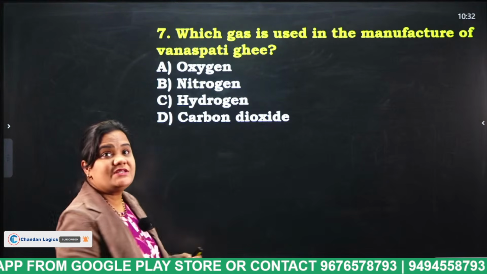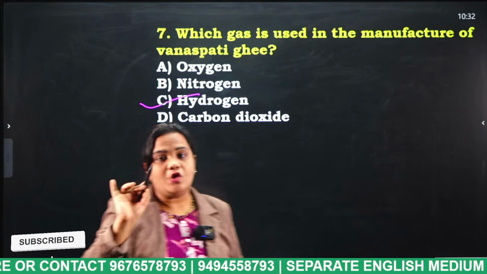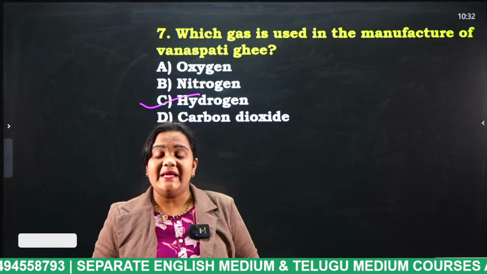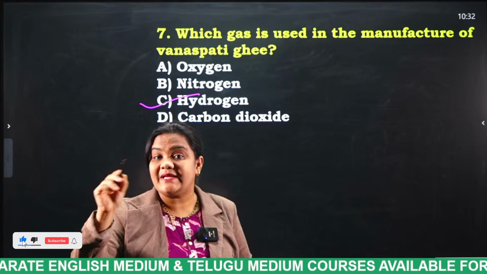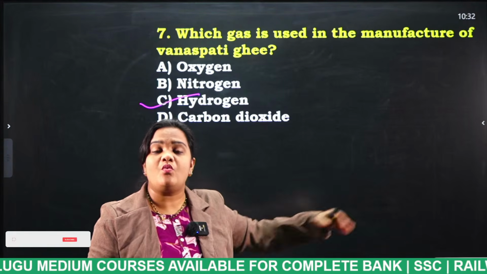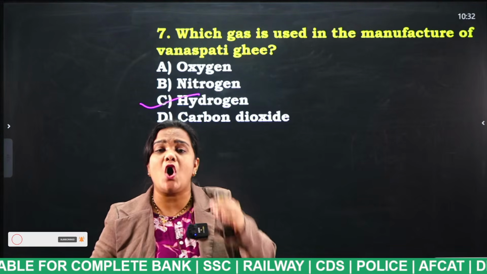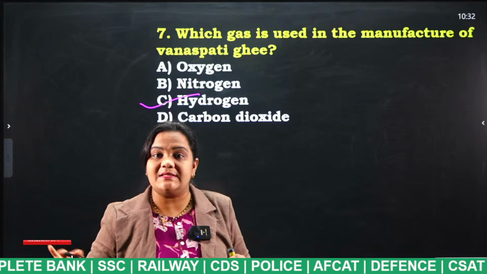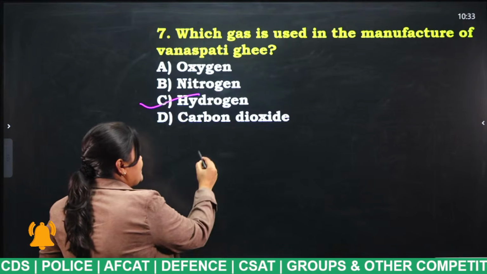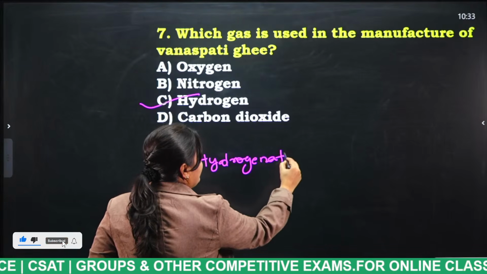Now what might be the answer, students? The answer for this question is hydrogen. You all know what I mean by vegetable oils. If we thoroughly pass hydrogen gas to the vegetable oils, what happens, students? That vegetable oil is going to be converted into the solid substance which is known as dalda or vanaspati ghee. And that process we call it as what, students? Hydrogenation.